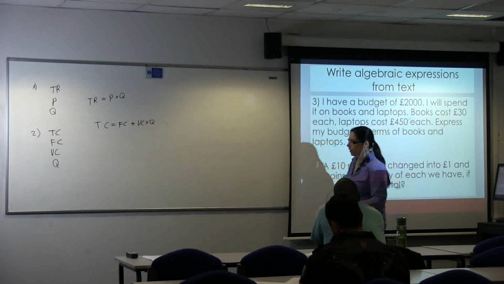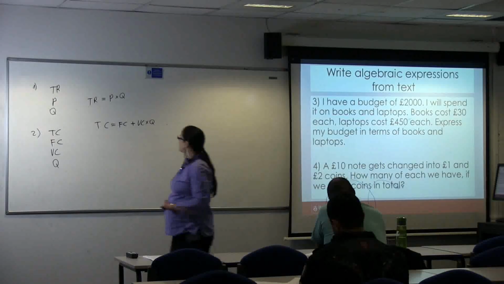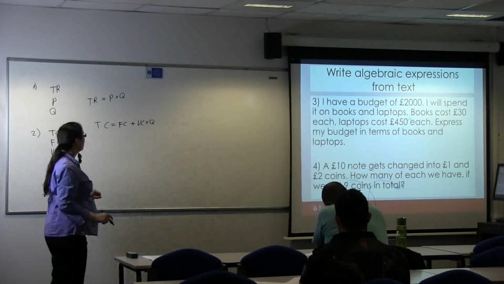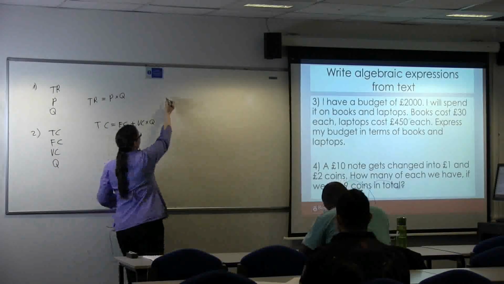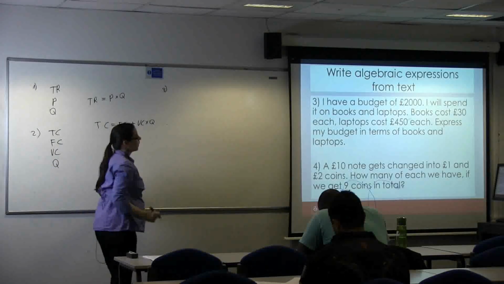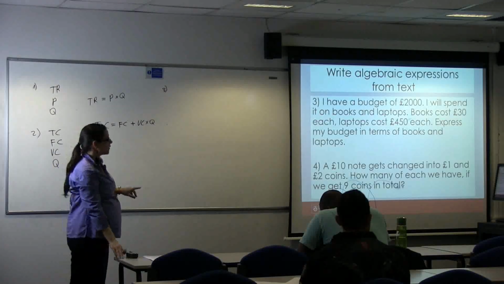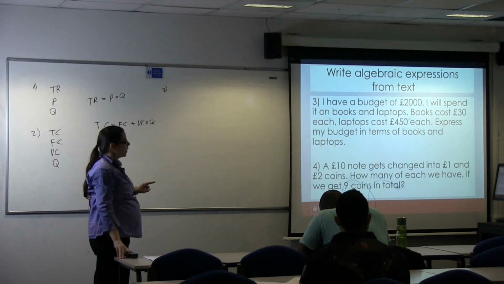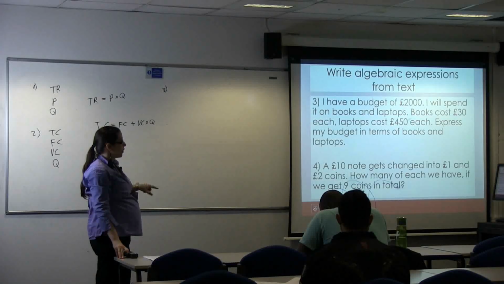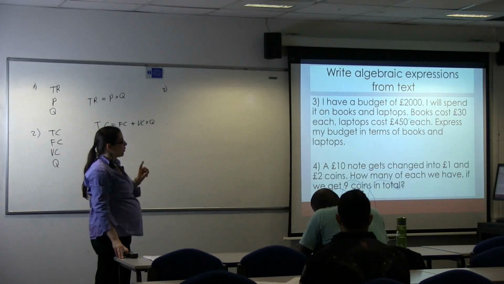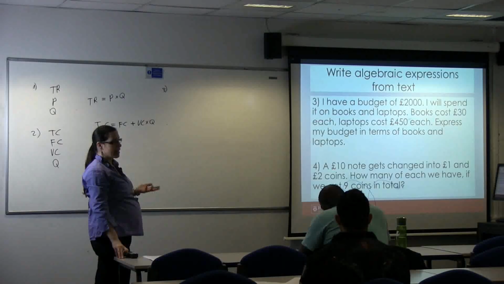Okay, some more business examples. I have a budget of 2,000. I will spend it on books and laptops. Books cost 30 each, laptops cost 450 each. Express my budget in terms of books and laptops.